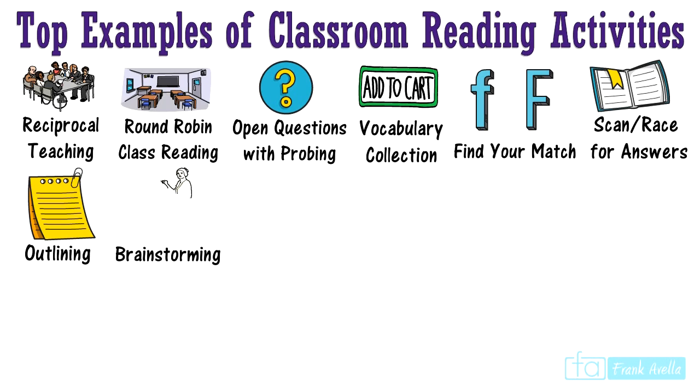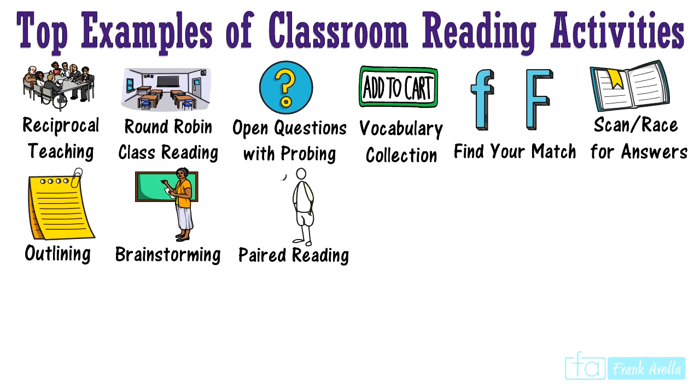Say the class is about to read a story on Babe Ruth. Brainstorm with the class everything they already know about baseball. Paired reading is a research-based fluency strategy. Students read aloud to each other at the same time in unison until the less fluent reader becomes skilled enough to read alone.